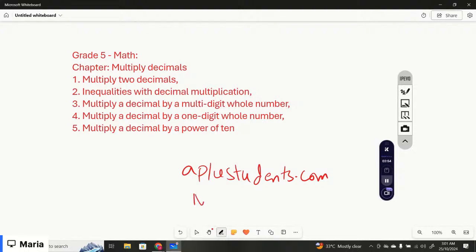Then you have to select math from the subject tab. Scroll down to grade 5 and then click on view all lessons. There you can find a list of the chapters. We're going to start with the chapter multiply decimals.